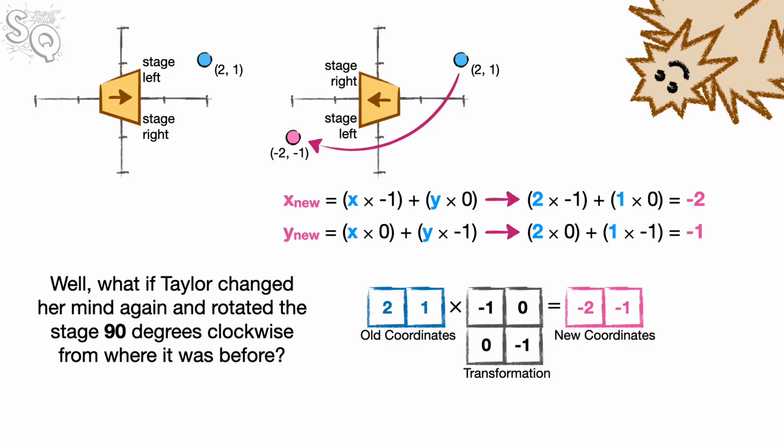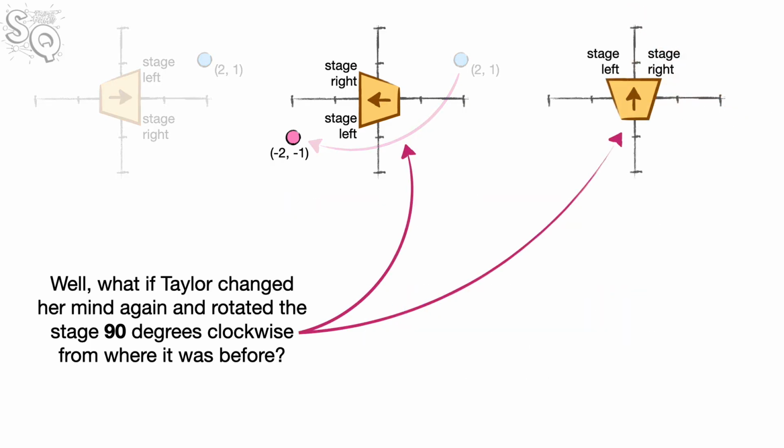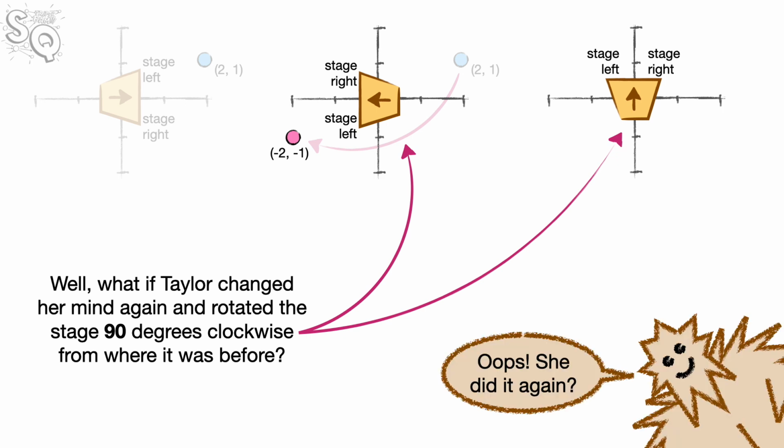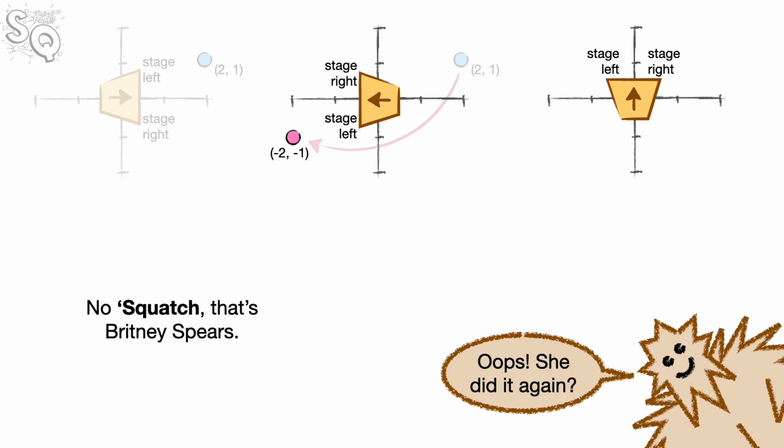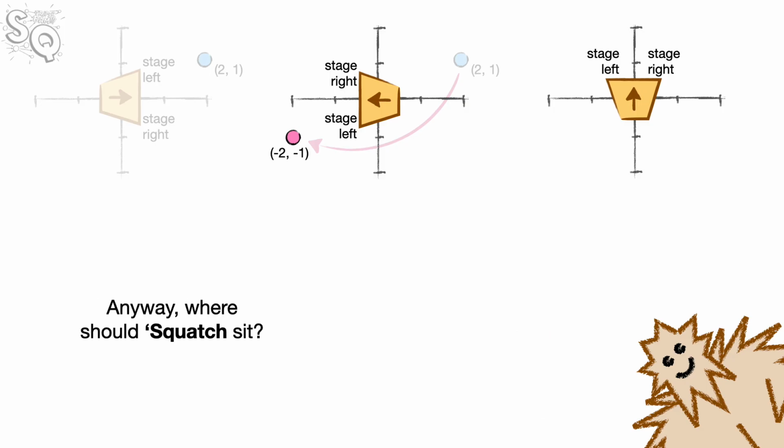Well, what if Taylor changed her mind again and rotated the stage 90 degrees clockwise from where it was before? Oops, she did it again. No, Squatch, that's Britney Spears. Anyway, where should Squatch sit?